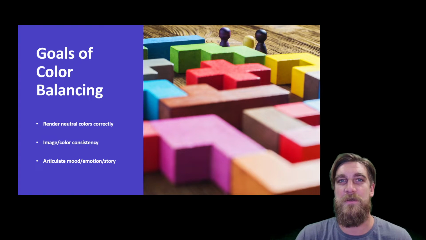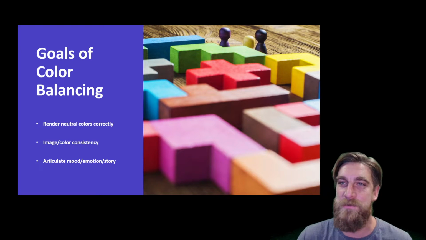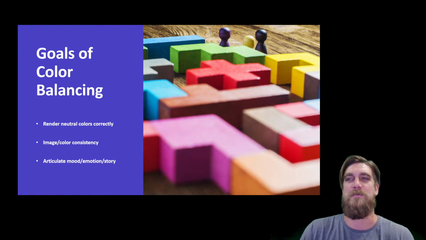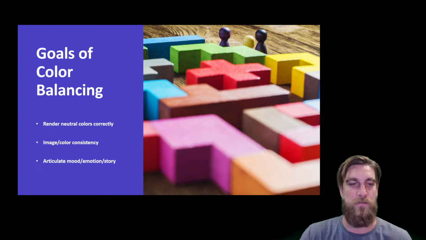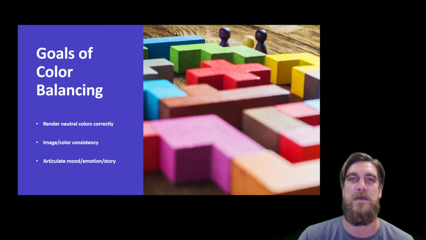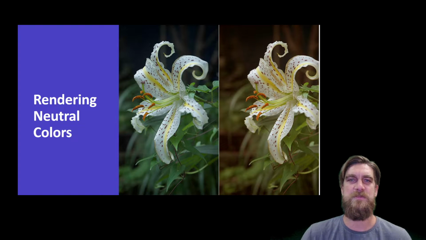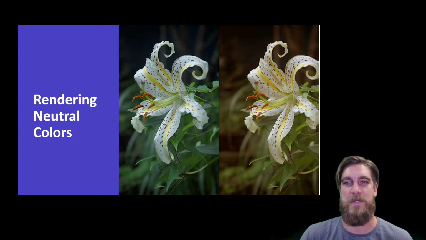Really, the goals of any sort of color balancing for your videos are going to be to render neutral colors correctly, to create consistent color images between, like in a sequence of shots in different locations and a variety of shots, or to articulate mood and further the narrative or the story of whatever content you're putting out there. So here's an example of rendering neutral colors, one of the goals of color balancing.